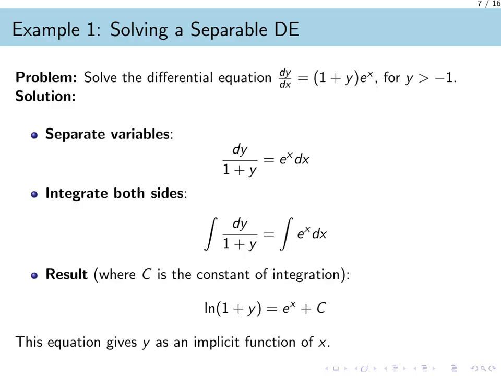The integral on the left is the natural log of the quantity 1 plus y. And since the problem states that y is greater than -1, this term is always positive. The integral on the right is e to the power of x. We combine the constants from both integrations into a single constant c. The final result gives the solution for y as an implicit function of x.